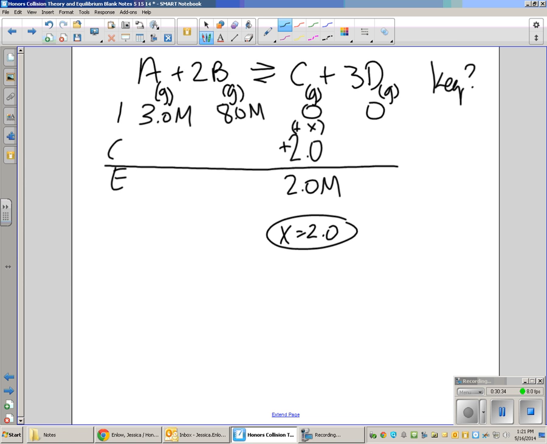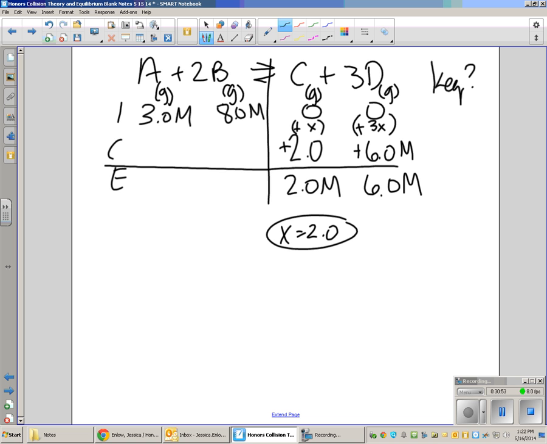So what do I have to add over here in terms of x's on D? I would have had to add 3x, right? Well, what's 3x equal to? 6. So I'm actually adding 6 molar. So down here, this is also 6 molar. Okay? What would I have had to subtract from A?